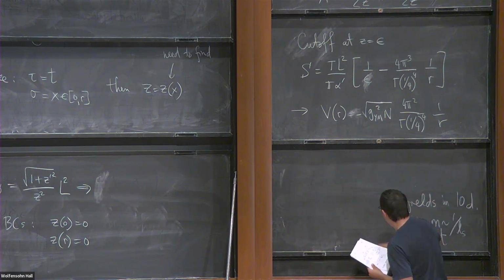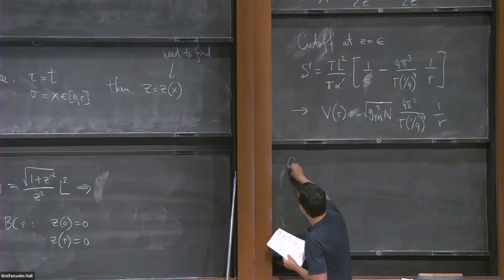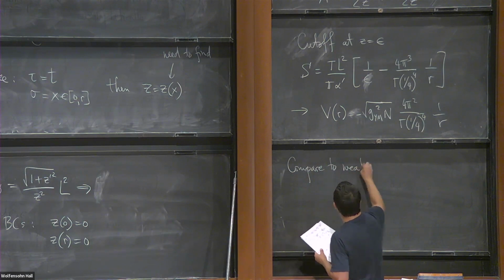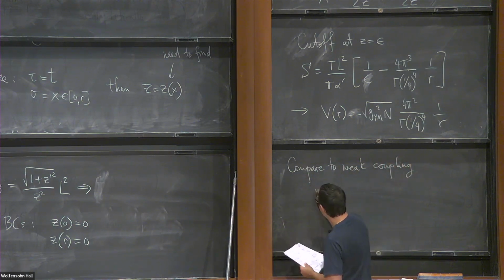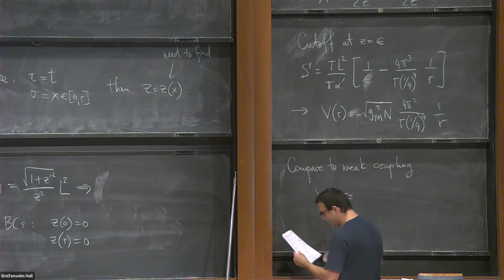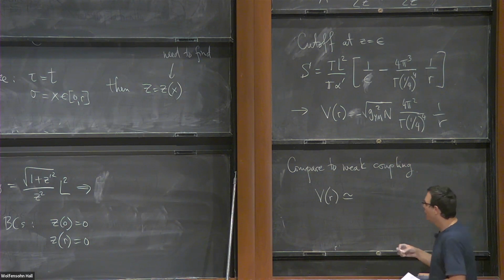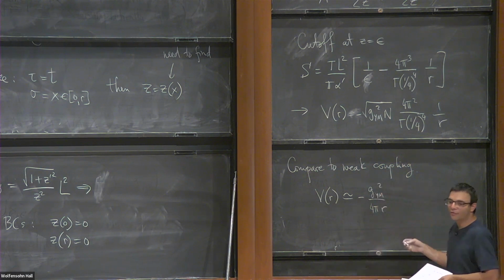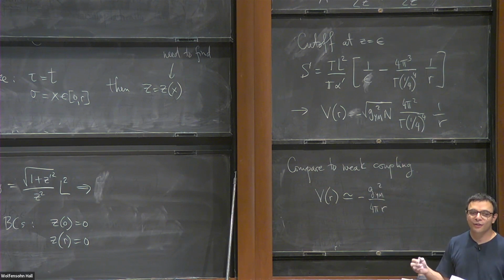So compare to weak coupling. At weak coupling, V of R is approximately, in electromagnetism, E squared over 4 pi r. In Yang-Mills theory, minus g Yang-Mills squared over 4 pi r. But there's an extra factor. N squared minus 1 is a guess.